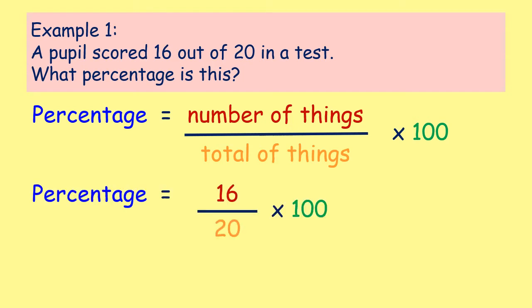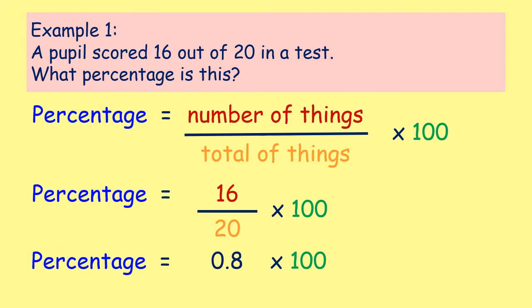So our percentage is 16 divided by 20 multiplied by 100. So we do that 16 divided by 20 first, and then we multiply by 100. 16 divided by 20 is 0.8, and then we multiply that by 100, which gives us 80%. And we need to put in that percent symbol to show that it's a percentage.